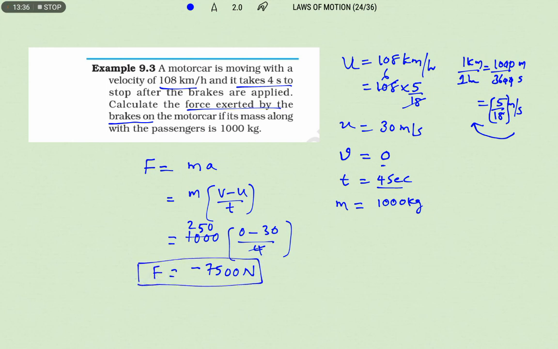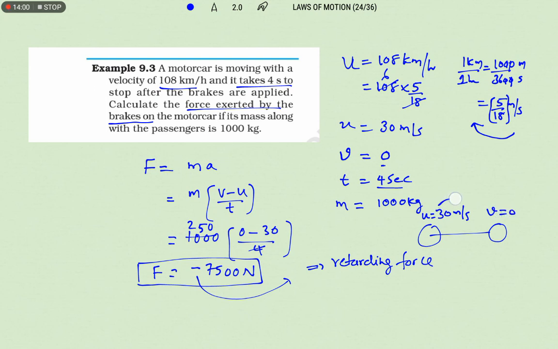Already I told you, the negative sign is nothing but what? It is a retarding force. That means due to application of the force, the velocity of the object is decreasing. So what is the initial velocity? 30 meter per second. Then what is the final velocity? The final velocity of the object is 0. What happens is the velocity is decreasing. So velocity is decreasing, what can we say? Acceleration will be negative. So if acceleration is negative, then automatically the force we are getting is a retarding force. This is the importance of the negative sign.